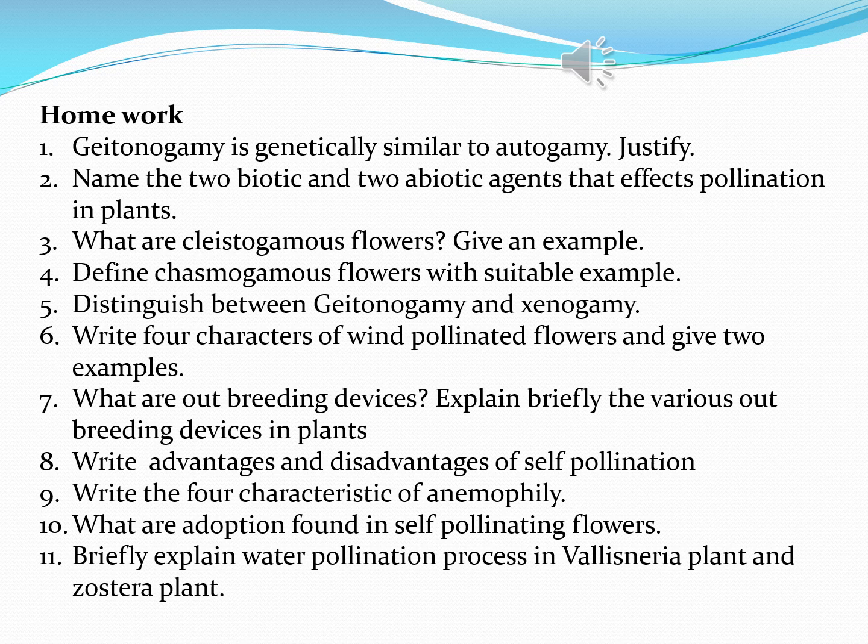Write 4 characters of wind pollinated flowers and give 2 examples. Next question: what are outbreeding devices? Explain briefly various outbreeding devices in plants. Next: write the advantage and disadvantage of self-pollination. Next: write the 4 characters of anemophily. What are the adaptations found in self-pollinating flowers? And the last question: briefly explain the water pollination process in Vallisneria plant.